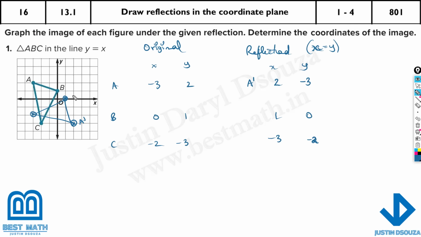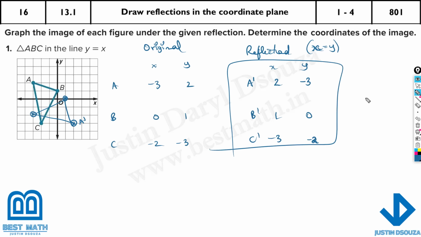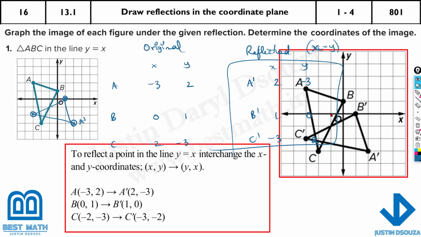So that's it. And this, you can just graph it up. They will give you the coordinates. Just graph these newly formed points, that is the reflected points, and that should be the answer. You can see the newly formed image is accurate. You can just use a scale and draw it accurately.